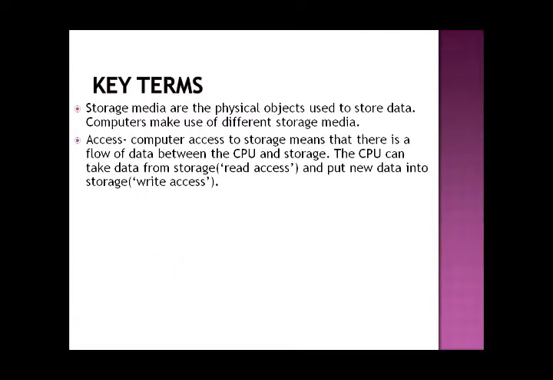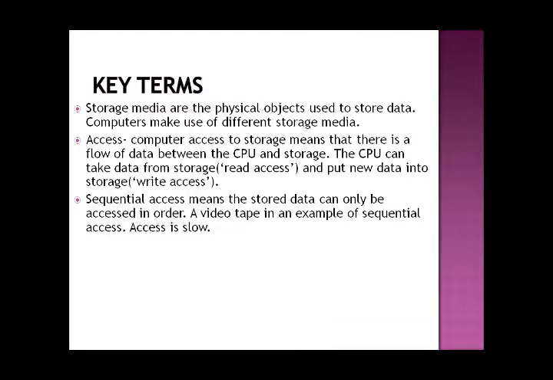Access. Computer access to storage means that there is a flow of data between the CPU and storage. The CPU can take data from storage, read access, and put new data into storage, write access. Sequential access means the stored data can only be accessed in order. A videotape is an example of sequential access. Access is slow.